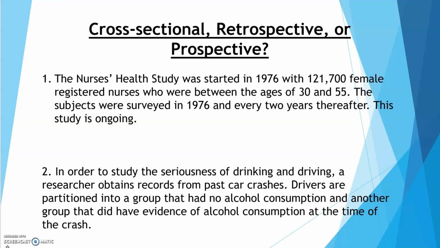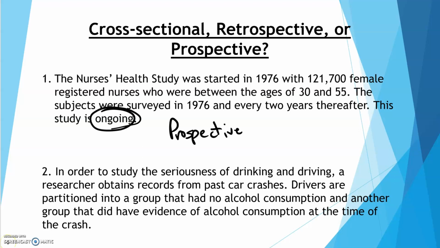Okay, let's look at this. So we're going to see which one is cross-sectional, retrospective, and prospective. The Nurses' Health Study was started in 1976 with that many female registered nurses who were between the ages of 30 and 55. The subjects were surveyed in 1976 and every 2 years thereafter. This study is ongoing, so it's still happening. The study hasn't ended yet, so that's got to be prospective.